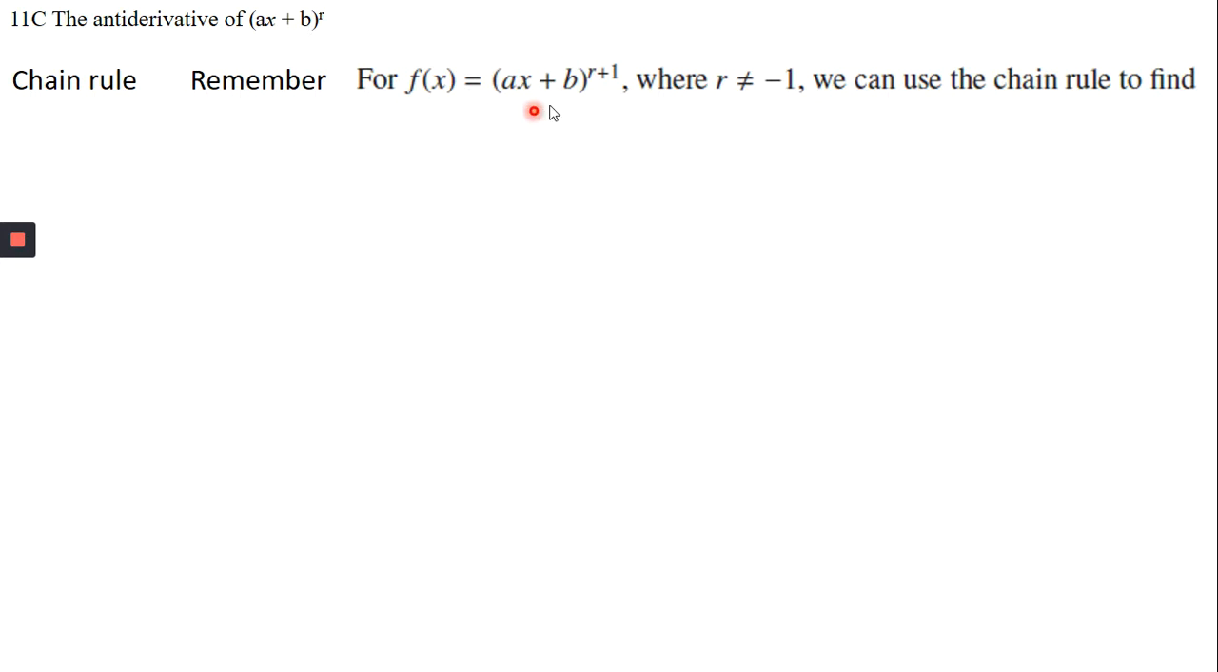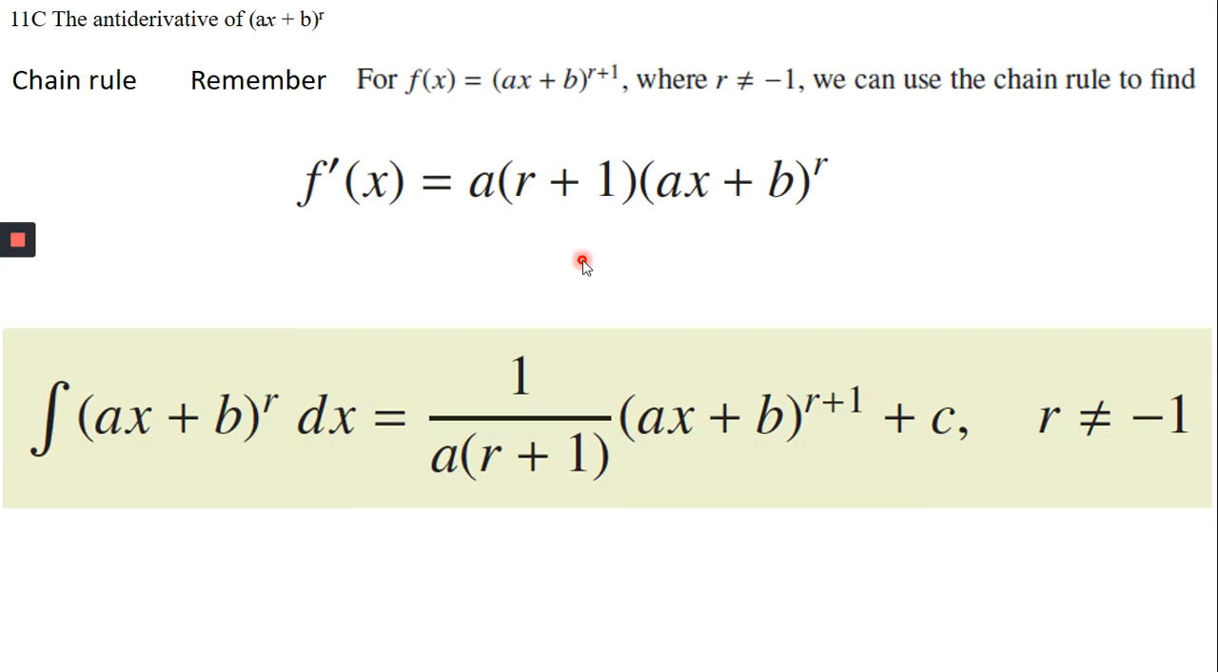So if we had (ax + b) all to the power of r + 1, we can use the chain rule to find, do it if you want, that the differential, so f'(x), is a(r + 1)(ax + b) all to the power of r. Similarly, if we wanted to go the other way, to work out the integral of this bit here, (ax + b)^r with respect to x, it's this.